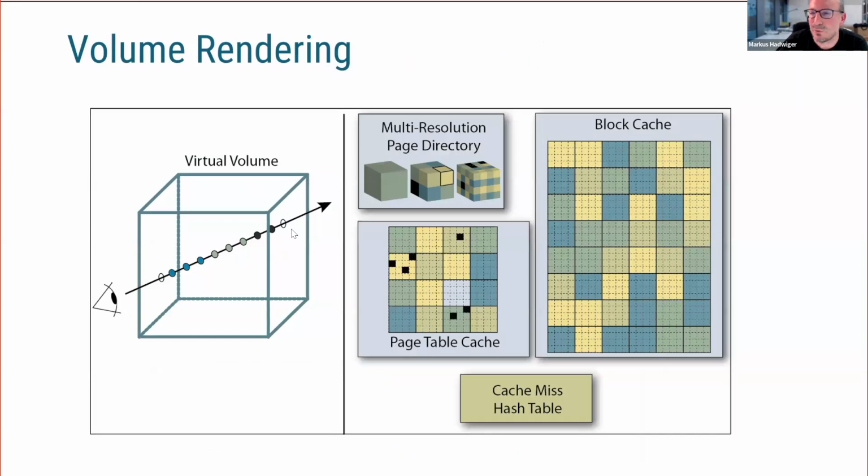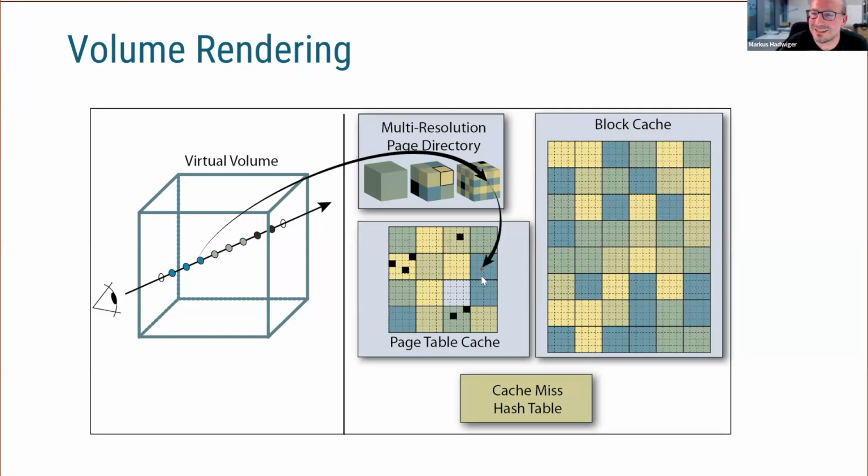And at every sample, you want to get the data for visualization. In this case, it's solving the volume rendering integral by sampling the data. But now you have to go to this multi-resolution page directory, where every sample can determine which resolution it wants, for example, depending on how big a voxel is projected to the screen, depending on your current viewport or camera. And then from the page directory, you go to the page level cache.